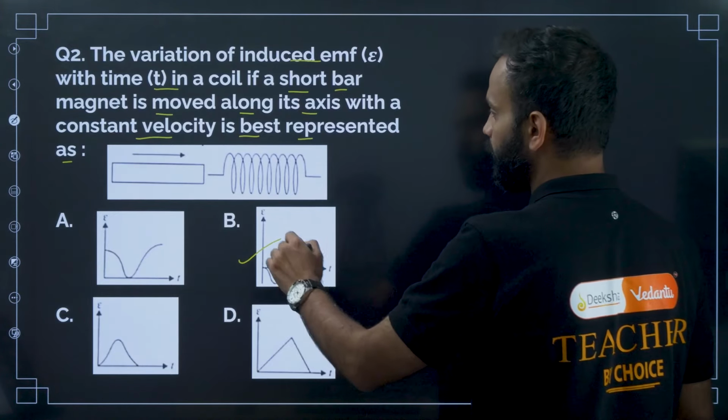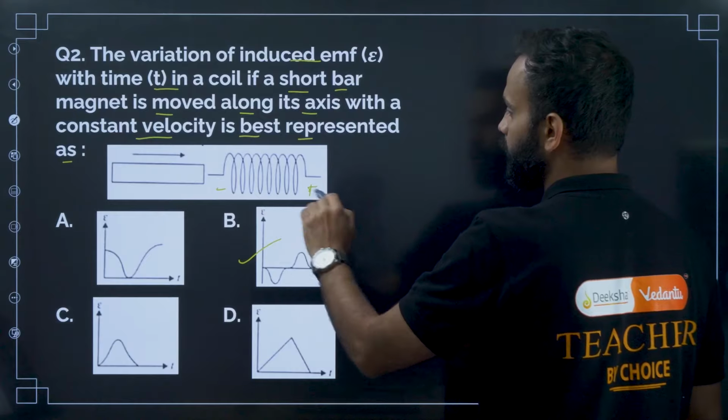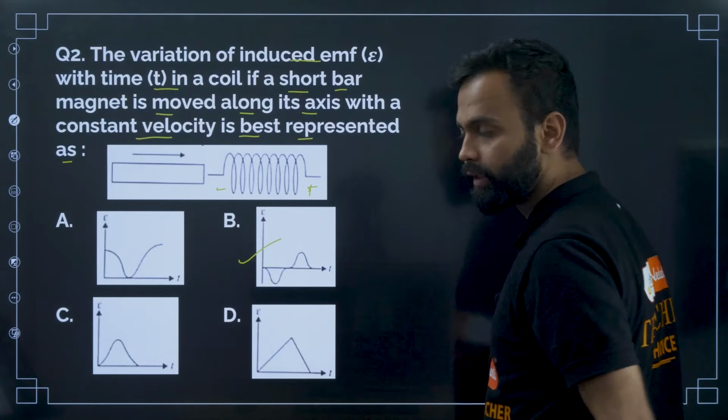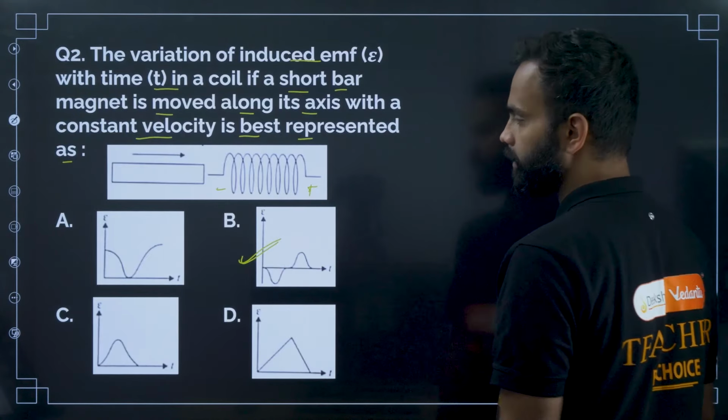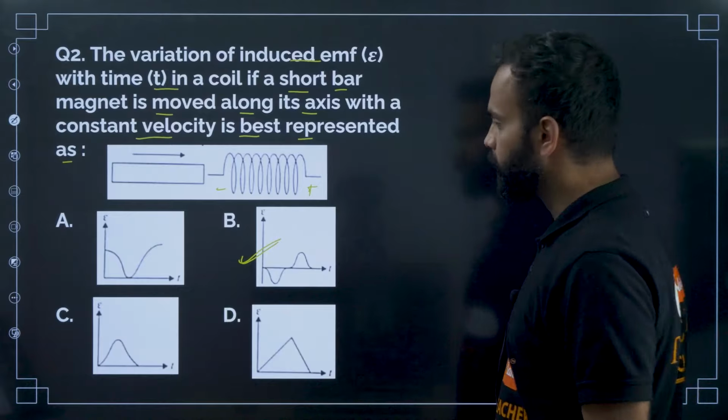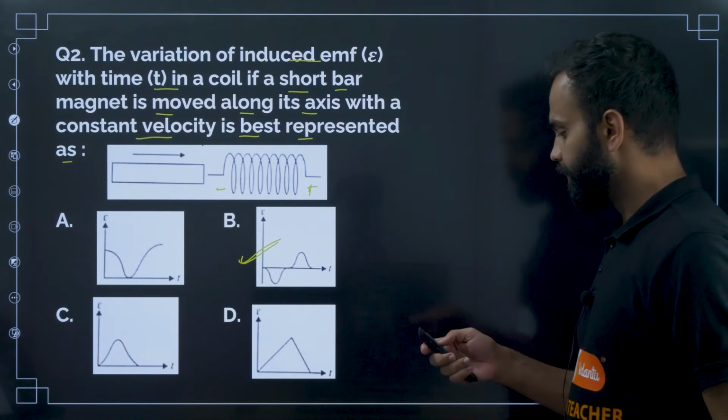First here it will be negative and then positive, right? So then negative and positive, isn't it? So the correct option is B. Here negative, then this will be positive. Okay, so the correct option is B.